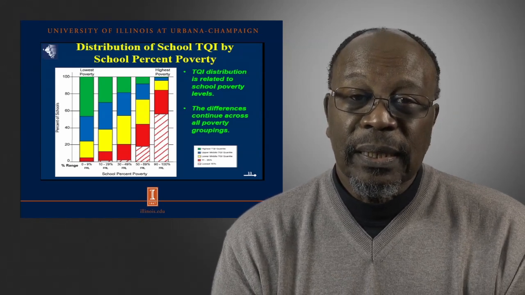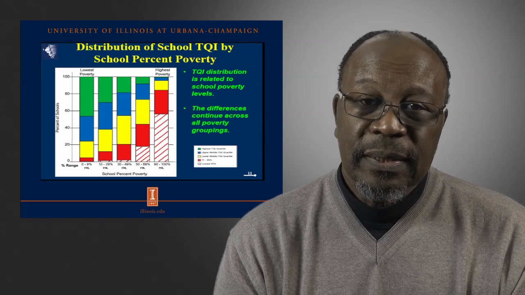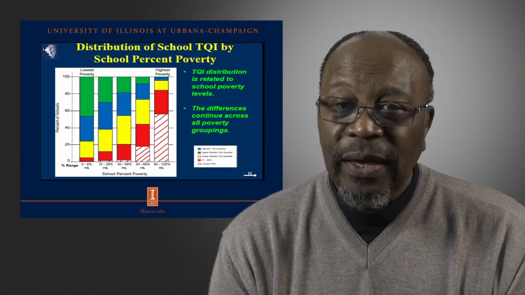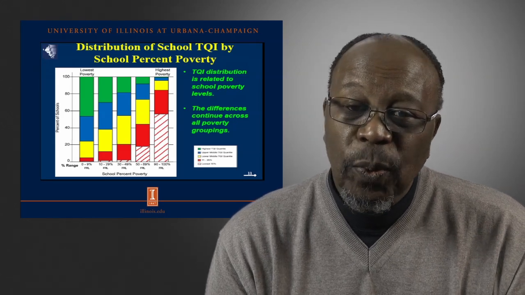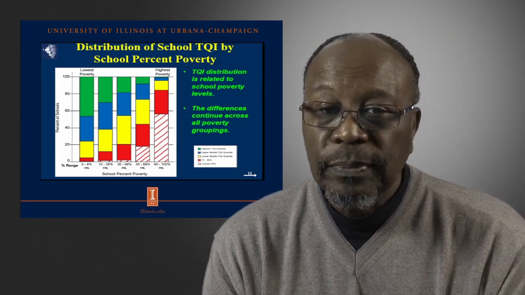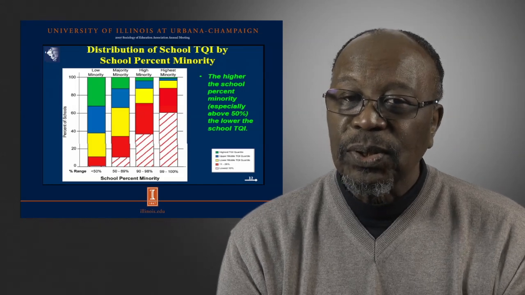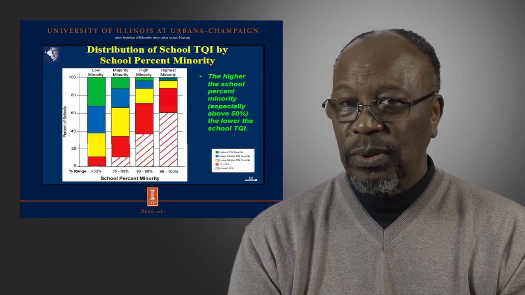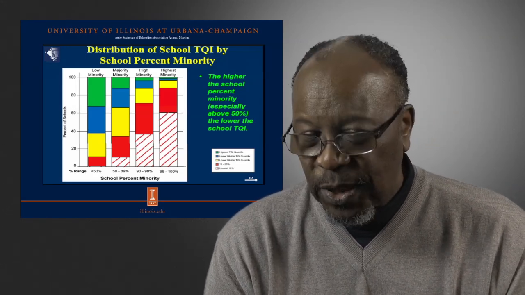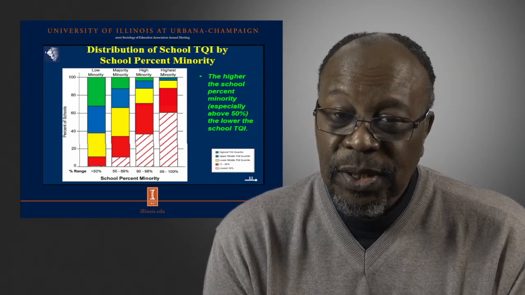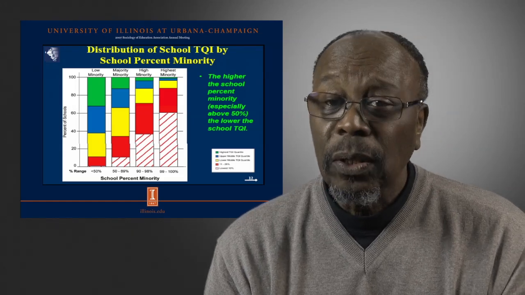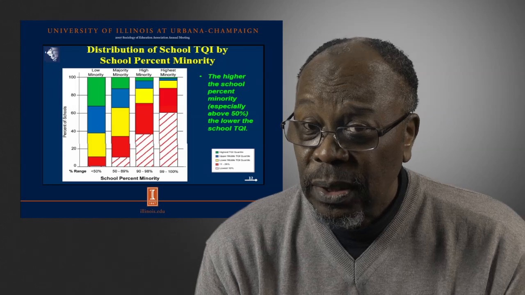So what you get to see is that students who attend the highest poverty schools have the lowest likelihood of having high teacher quality teachers in any substantial concentration. The school percent minority looks almost identical in distribution of teacher quality when we look at the racial composition of the schools. The higher the concentration of Black and Latino students in the school, the higher school percent minority, the lower the likelihood of having teachers of high quality.